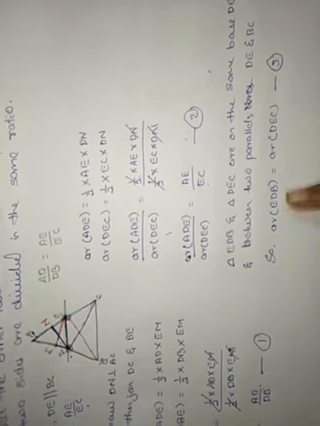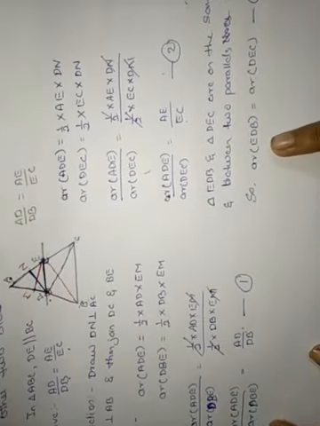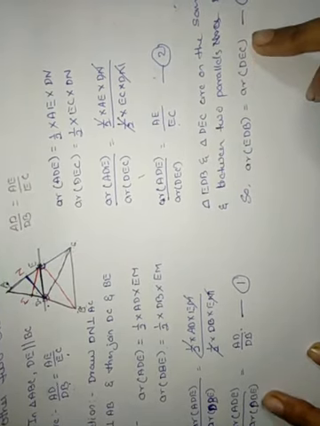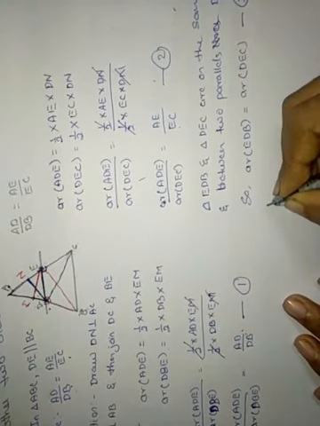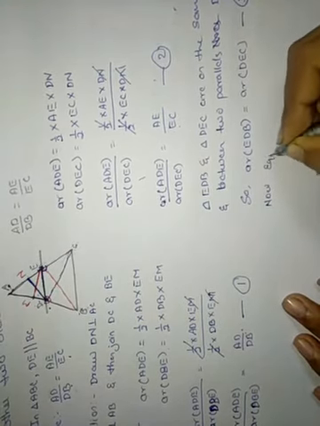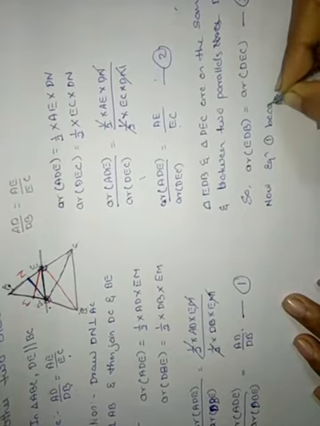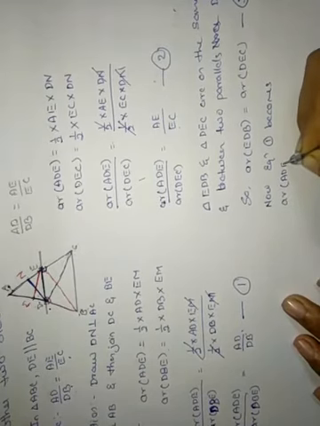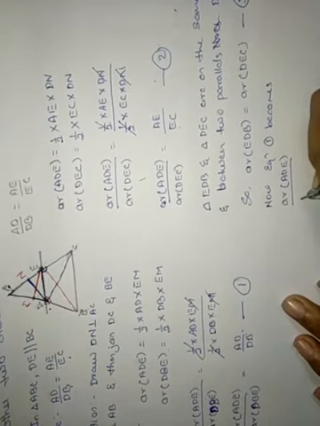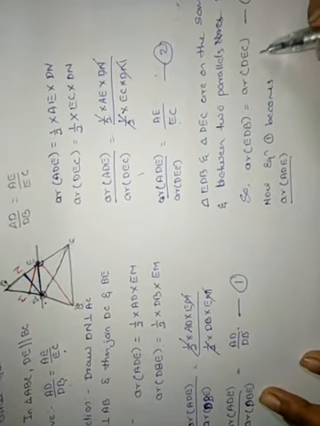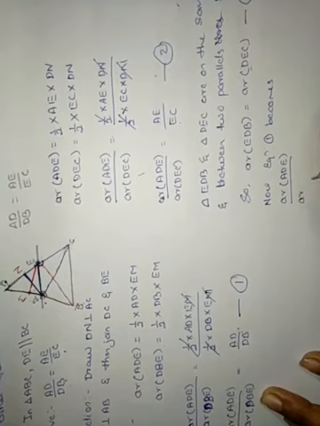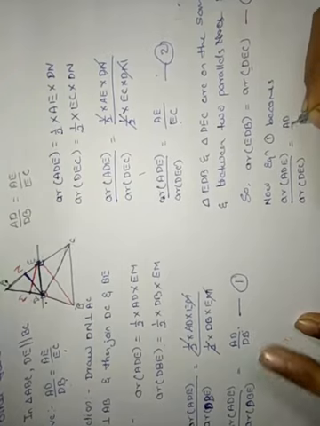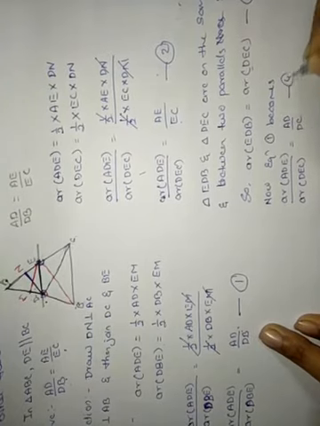Here I will replace this DBE by DEC in equation 1. So now equation 1 becomes area of triangle ADE divided by area of triangle DEC is equal to AD divided by DC. I have told I will replace this value by this now. We'll call this equation 4.